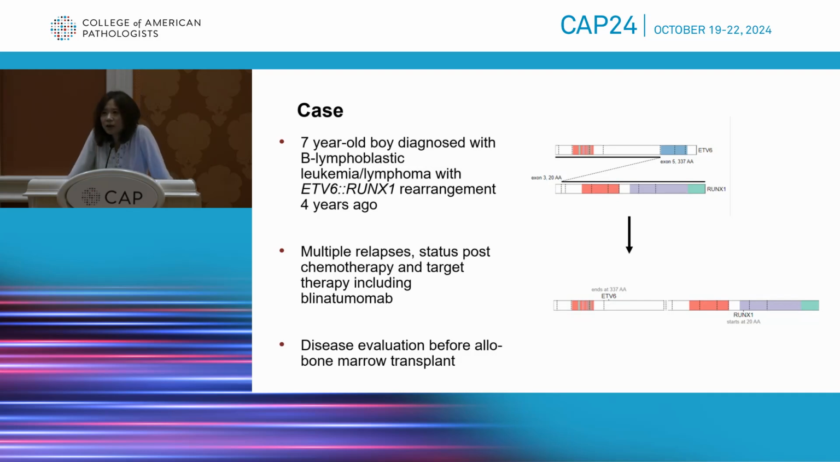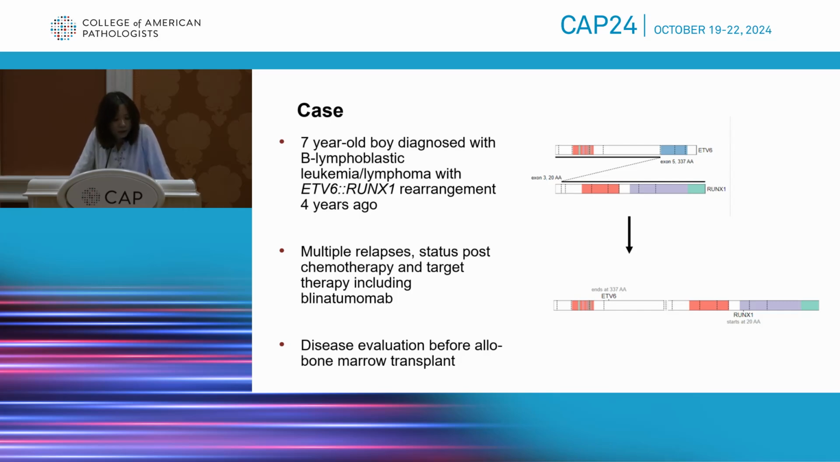So again, we start with our patient. This time our patient is a 7-year-old boy diagnosed with B lymphoblastic leukemia/lymphoma with ETV6-RUNX1 rearrangement 4 years ago. Despite that, we all hope this is actually a good prognostic marker. The kid will be fine.